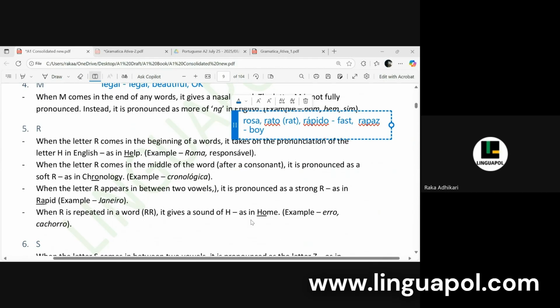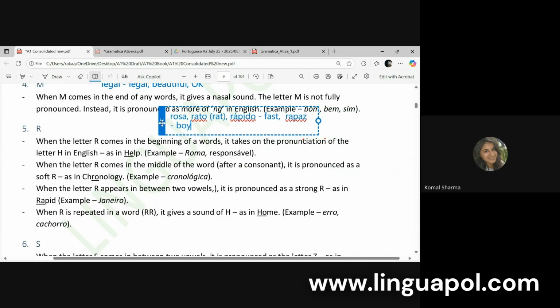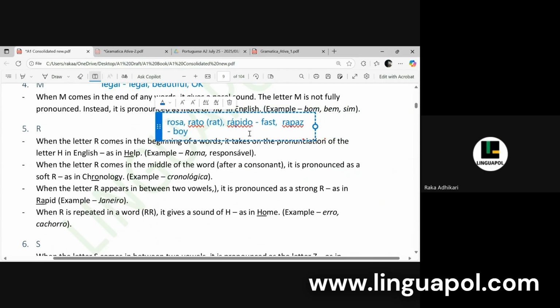Yes, somebody has a question? Yes. The word you said, it has an accent. Rápido. No, you're saying fa, I am saying pa. Rápido. Okay. Yes. This one.